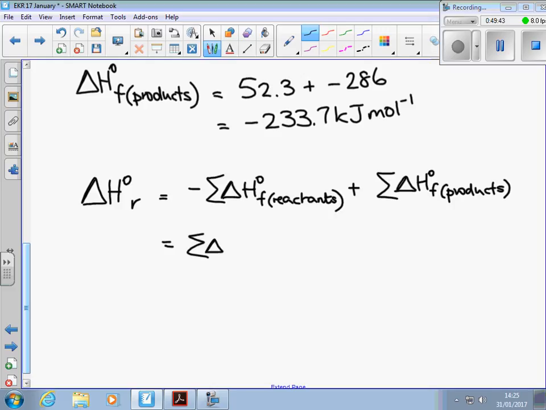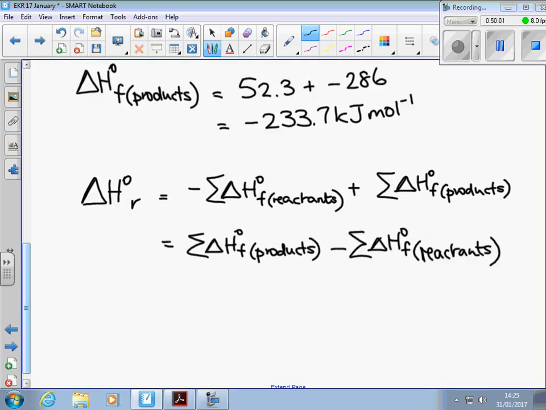and say it's the products minus the reactants. So that is usually what you'll see. Whoops. All right, so that's a way of writing it out.